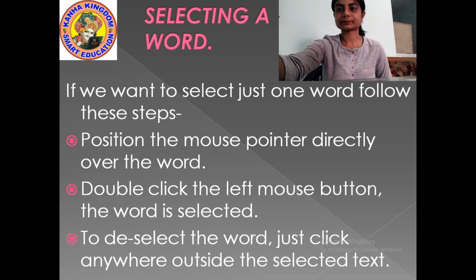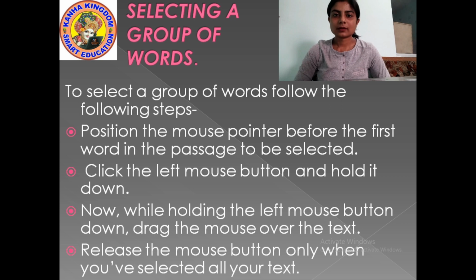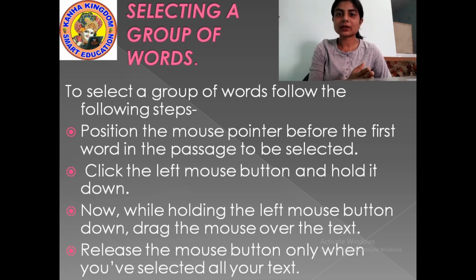Now students, how will you select a group of words? That was just a word, just a little word in your text. Now, how will you select a group of words, a full sentence? You can select it by positioning the mouse pointer before the beginning of the text, before the first word of the sentence, and after that you will click the left mouse button and hold it down.